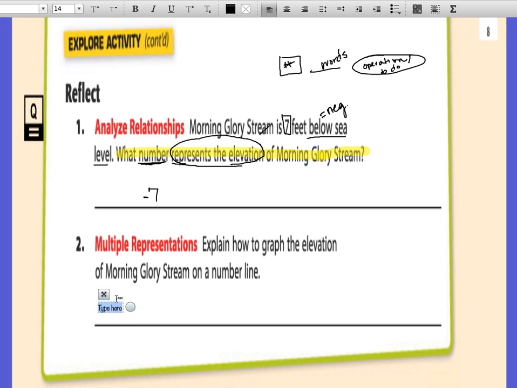So here, again, I always start at 0. So that should be the first part of your sentence. I would start at 0 and then count. Now remember, the number tells us how far. So I would go 7 spaces, and then the sign tells us to the left or right. Since it was below sea level, it's negative, so that tells us that we have to go to the left or down, depending on our number line. So I would start at 0 and then count 7 spaces to the left or down.